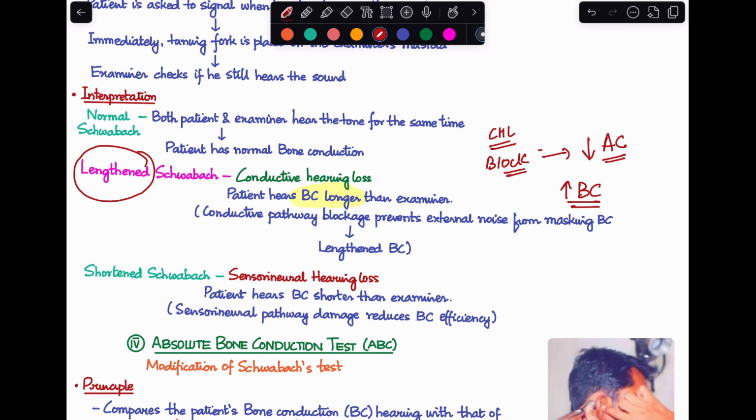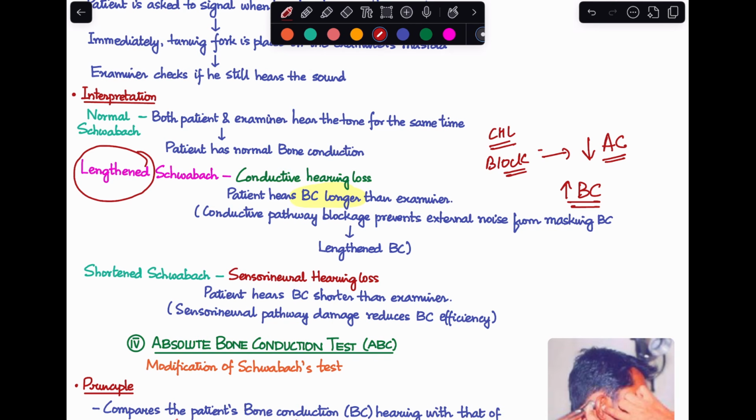Now, where do we see a reduced Schwabach? We'll see reduced Schwabach in case of sensory neural hearing loss. What does this mean? Here, when you take the tuning fork from the patient's mastoid and put it on your own mastoid, you will see that you are able to still hear the bone conduction. That means the patient has heard the bone conduction for a shorter duration of time. This means this is a reduced Schwabach.